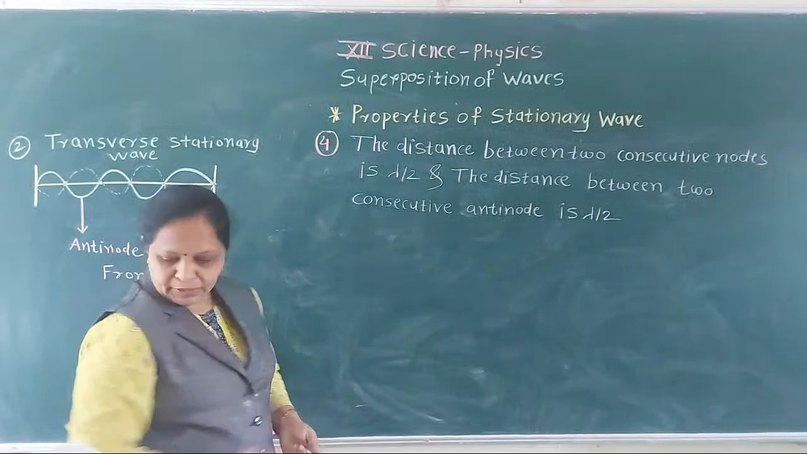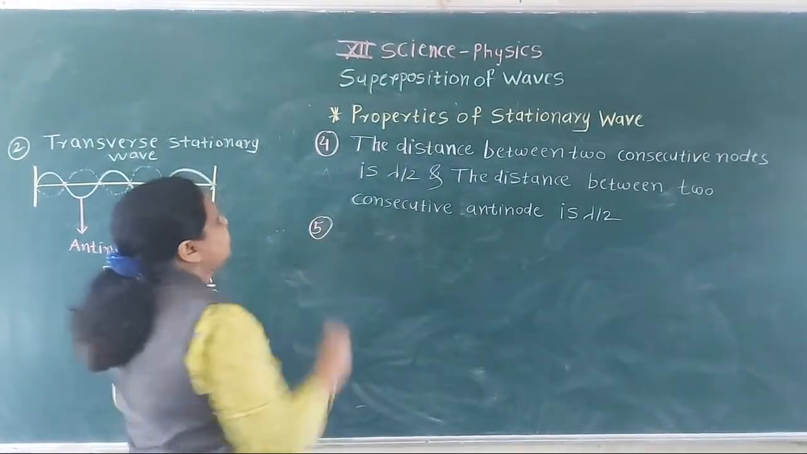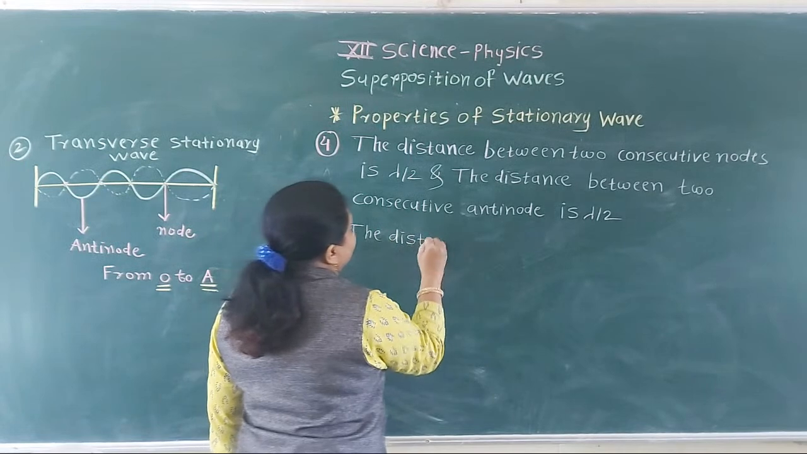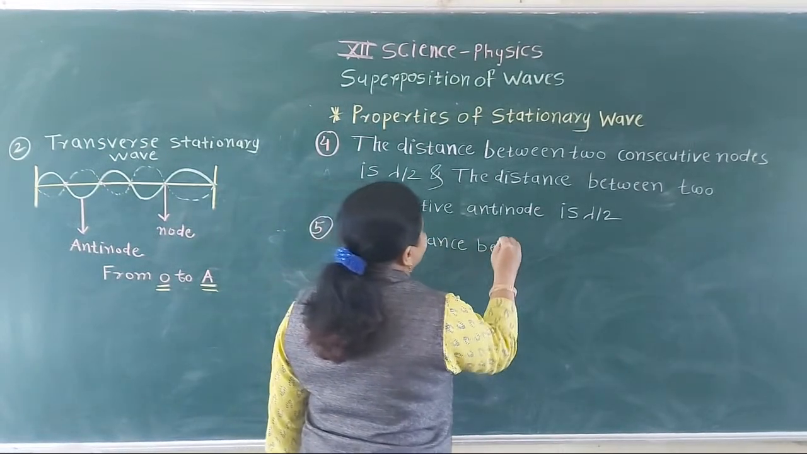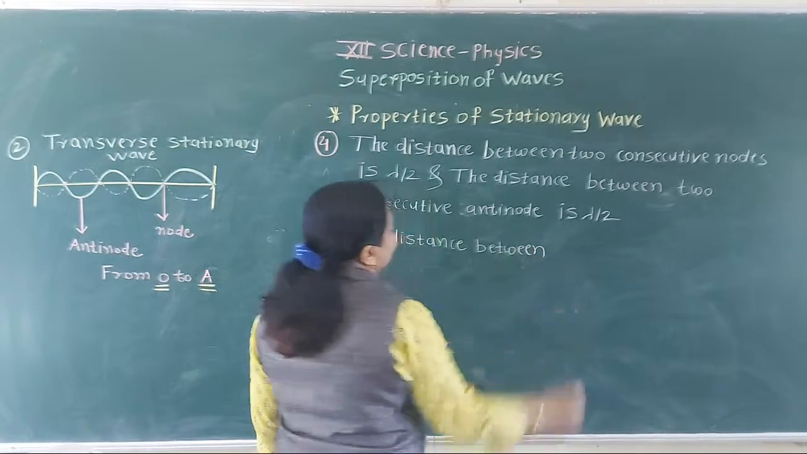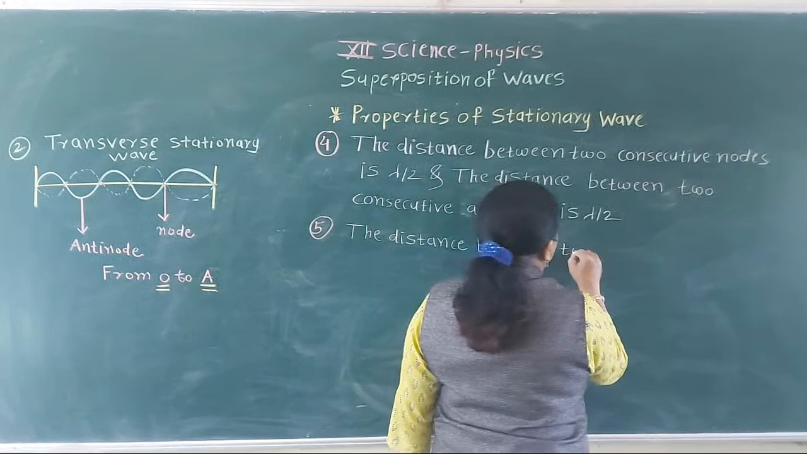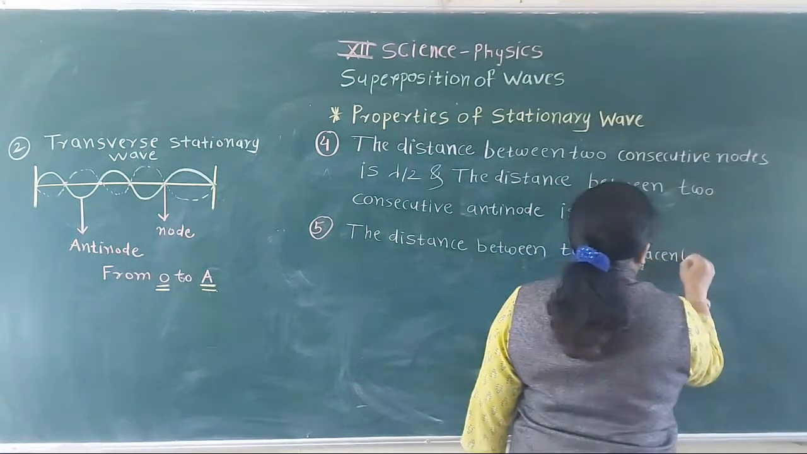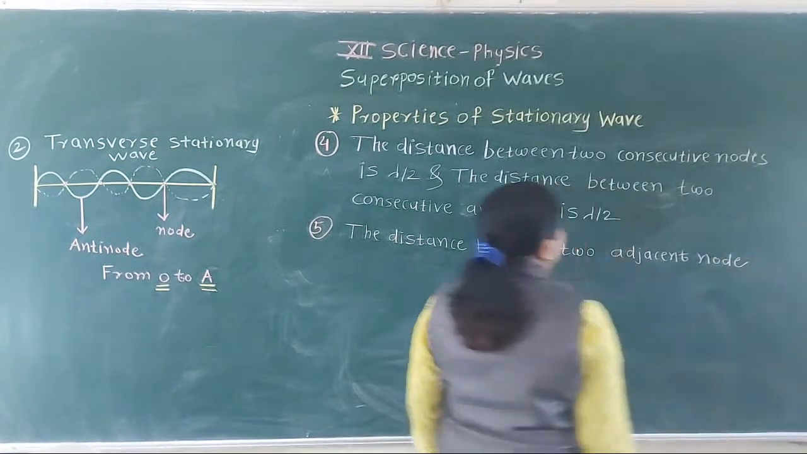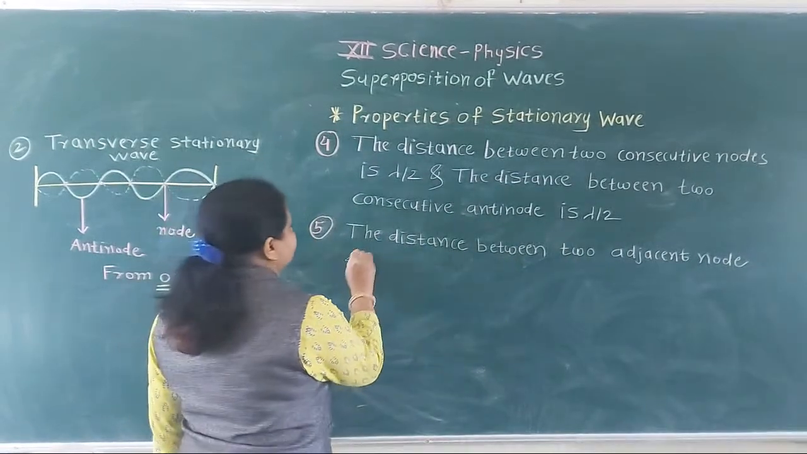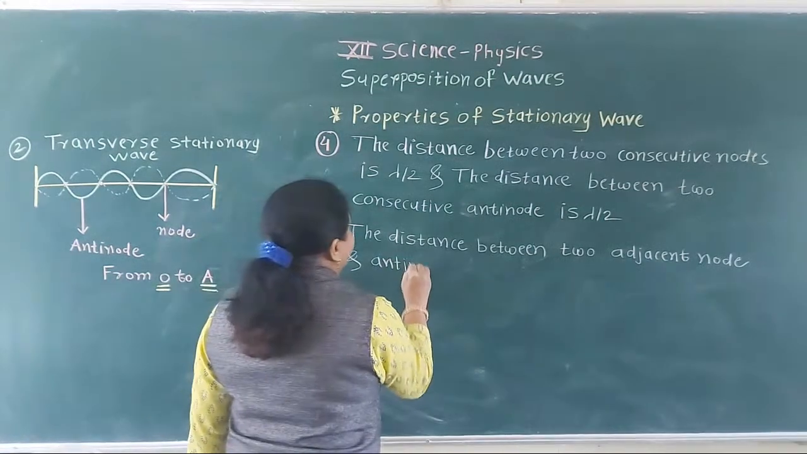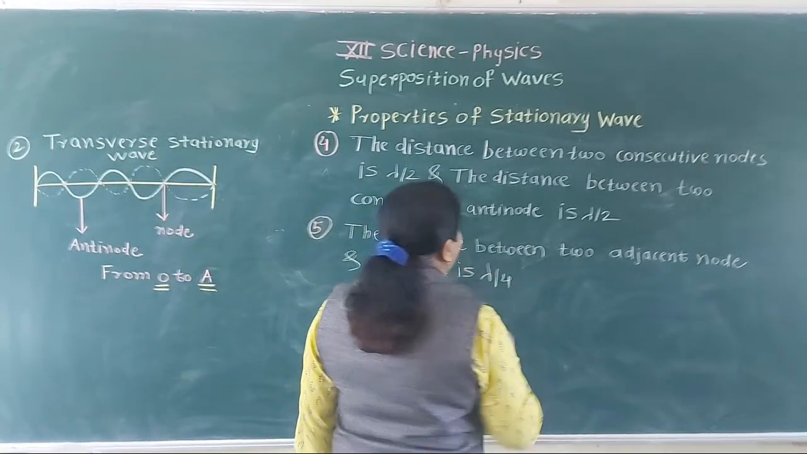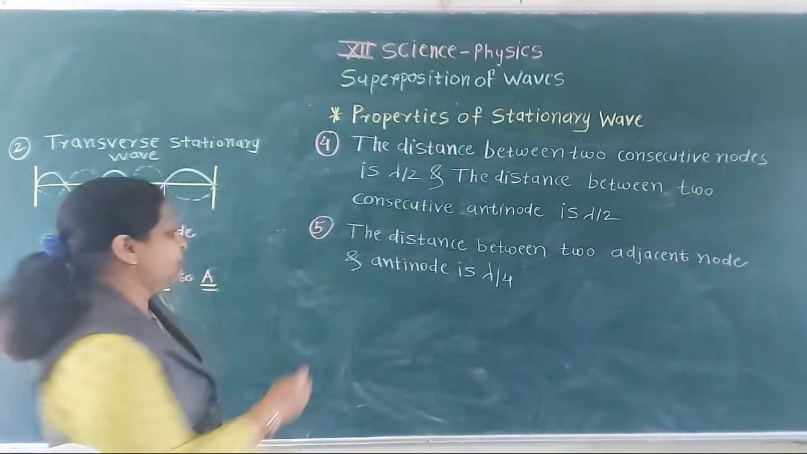Next property is number 5. The distance between two adjacent node and antinode is lambda by 4. Then the next property is number 6.